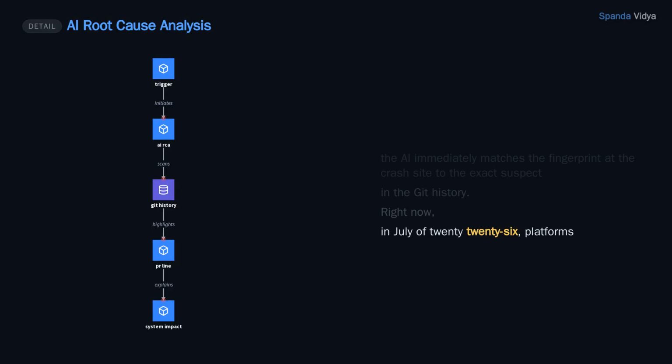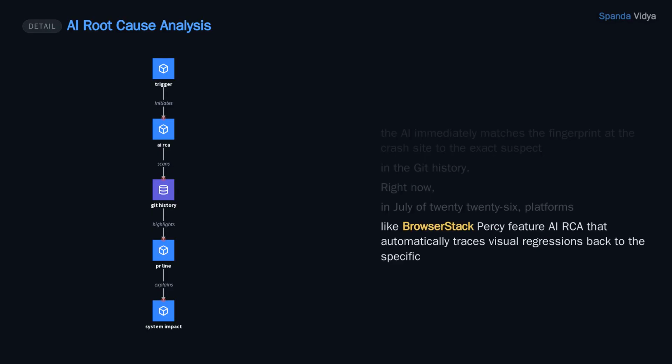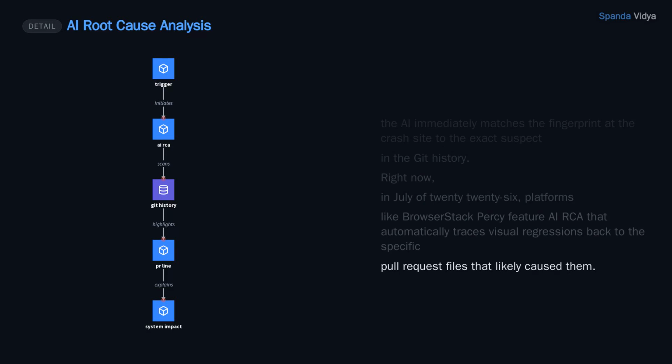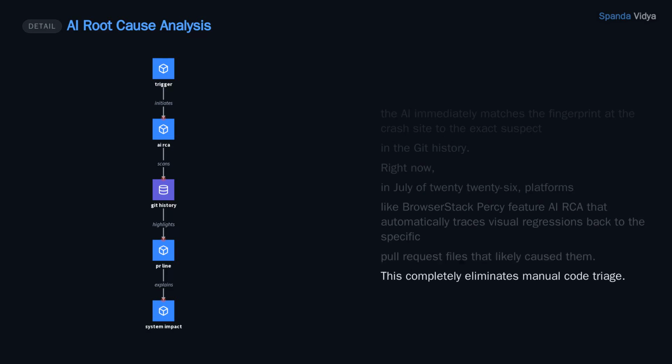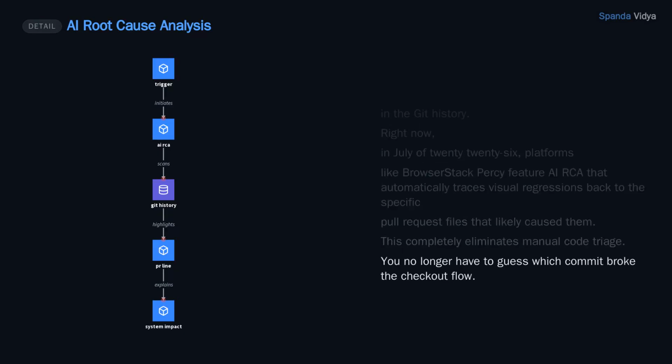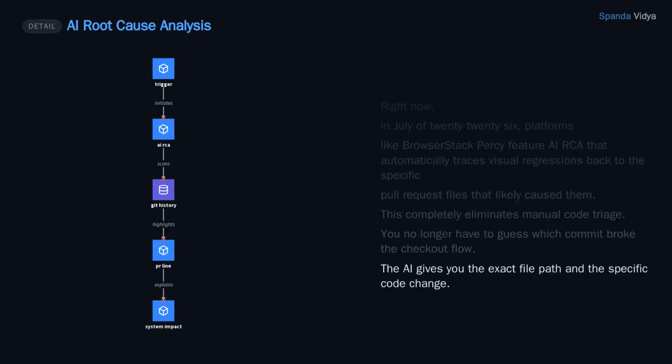Platforms like BrowserStack Percy feature AI RCA that automatically traces visual regressions back to the specific pull request files that likely caused them. This completely eliminates manual code triage. You no longer have to guess which commit broke the checkout flow. The AI gives you the exact file path and the specific code change.